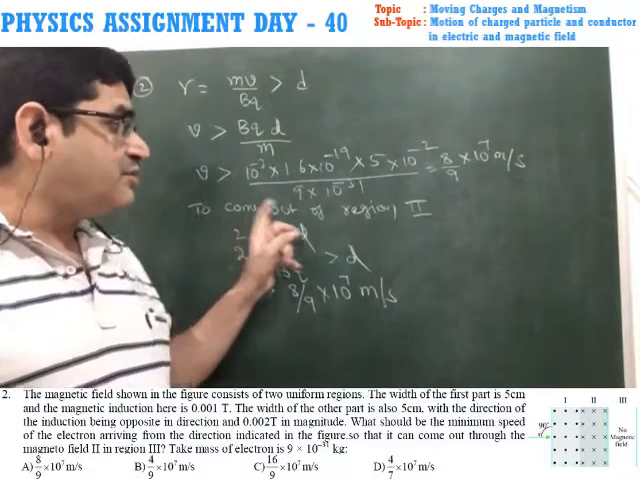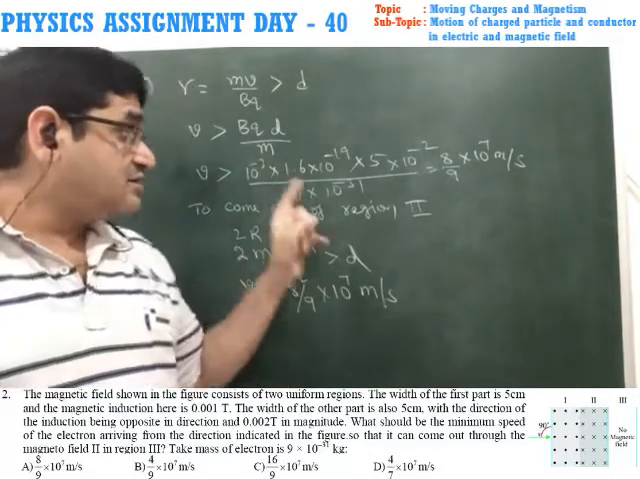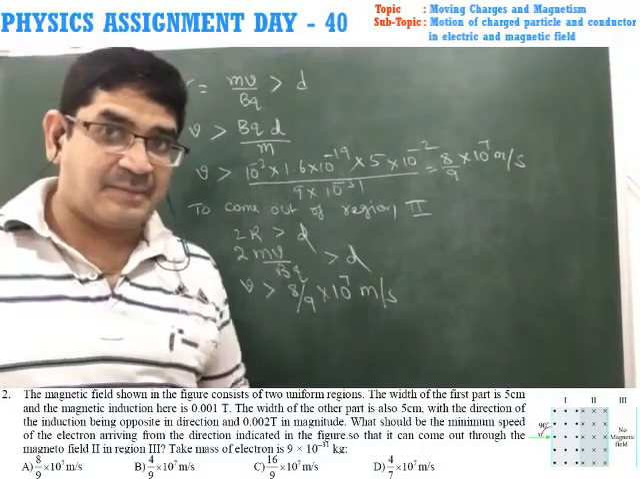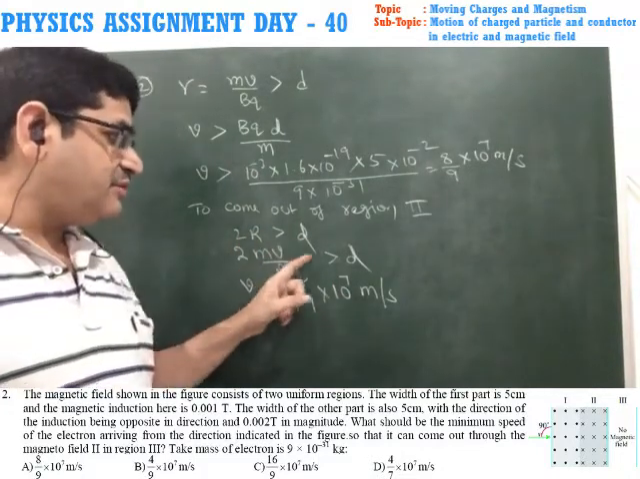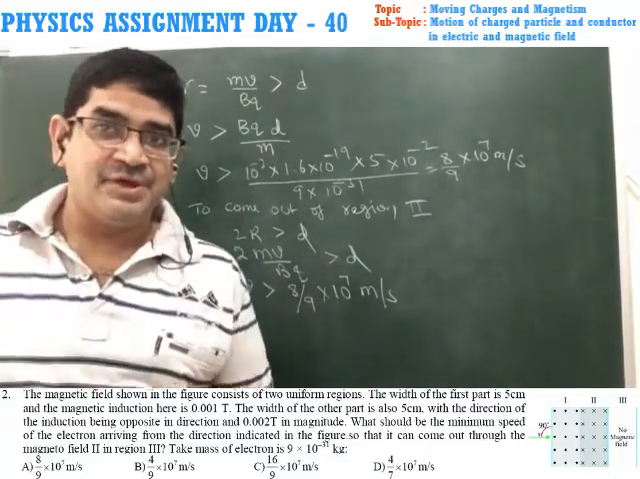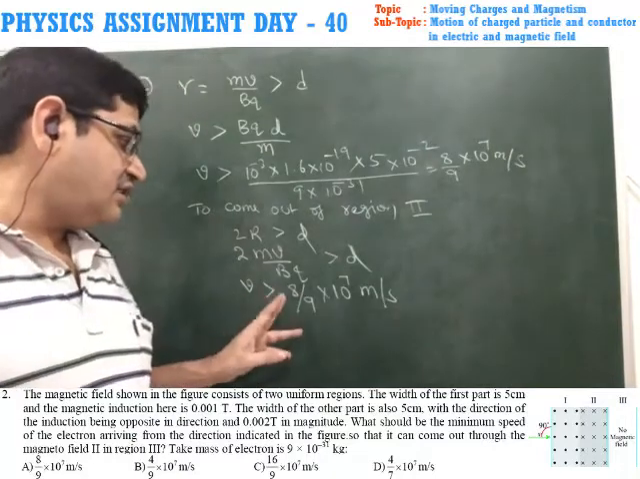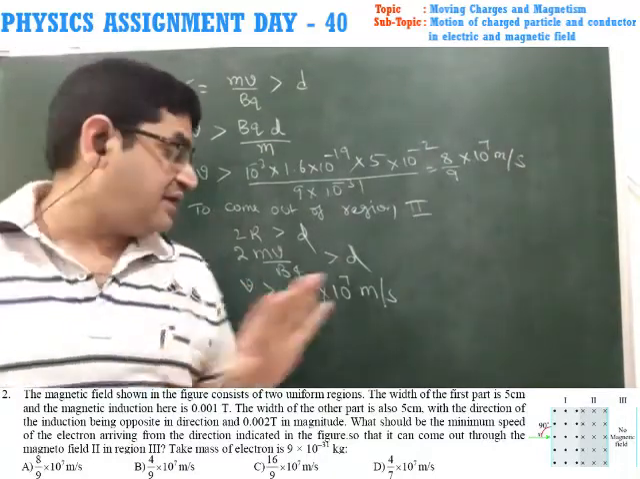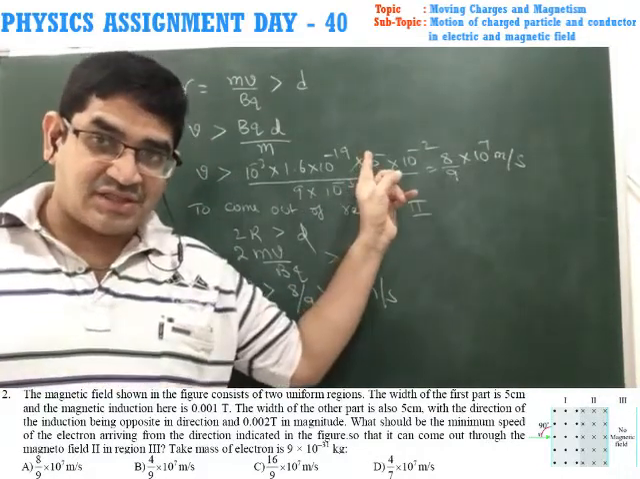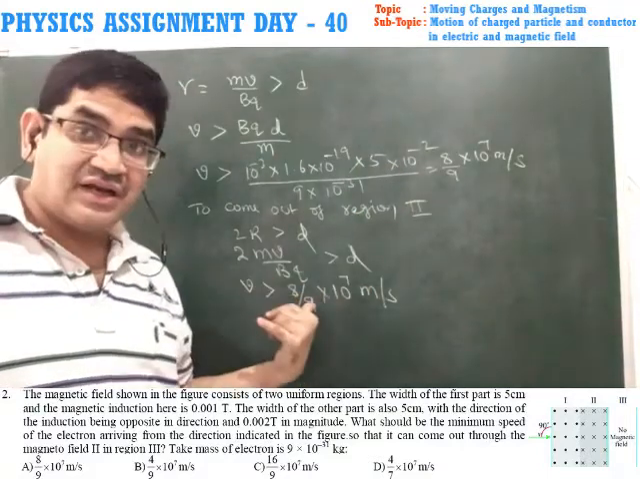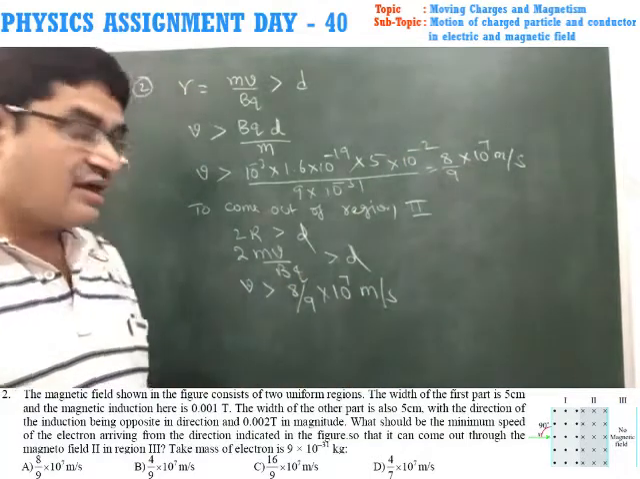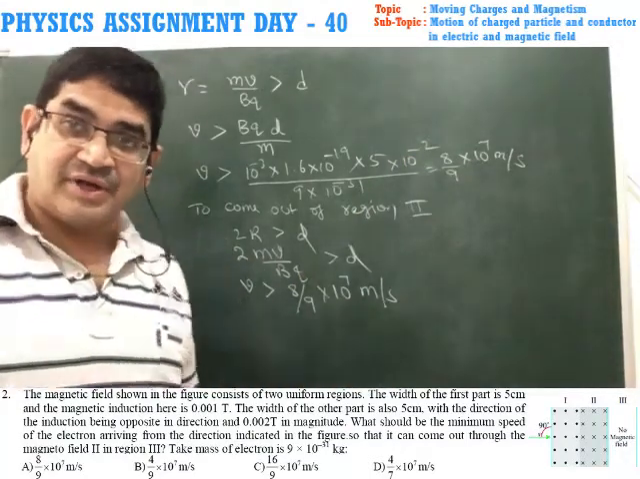Now what happens to come out of region 2, the second region? The B value changes. When B value changes, 2r should be greater than d. When 2r is greater than d, 2mv by bq should be greater than d. V again greater than bqd by 2m. So everything is the same again. Therefore it should be greater than 8 by 9 into 10 power 7 meter per second. There 2 into 10 power minus 1 will be there, and the denominator 2 is there, so the 2 gets cancelled. Same answer you will get, 8 by 9 into 10 power 7. So the final answer is v should be greater than 10 power 9 meter per second.